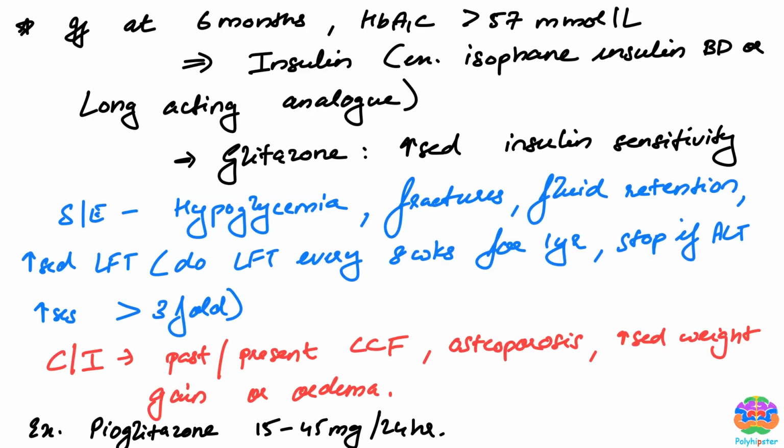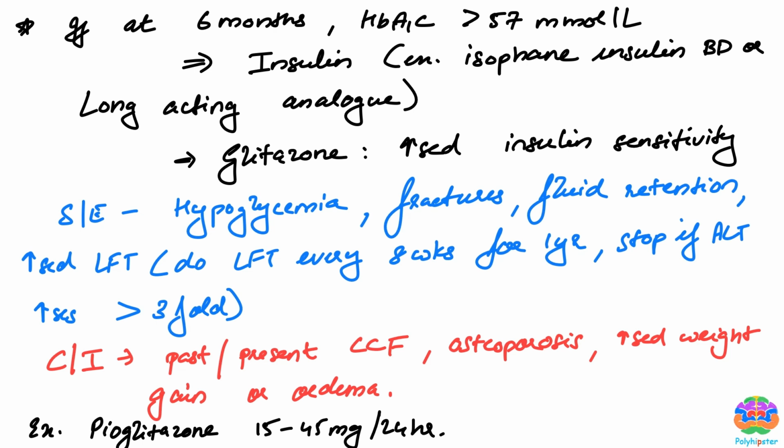Now, once the second drug is added, next the patient's HbA1c should be measured at 6 months. And if it is still more than 57 millimoles per liter, insulin should be added, mainly isophane insulin twice a day or a long-acting analog. Or we can add a glitazone, which will increase insulin sensitivity further.